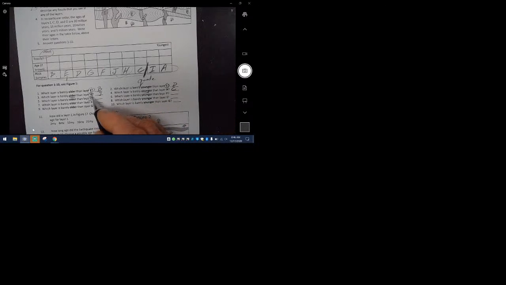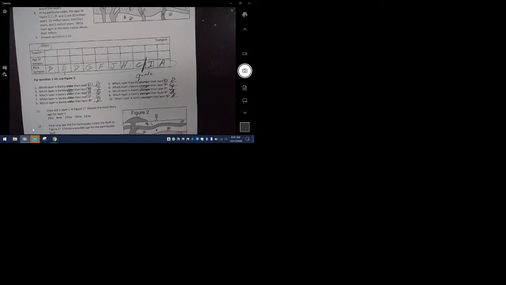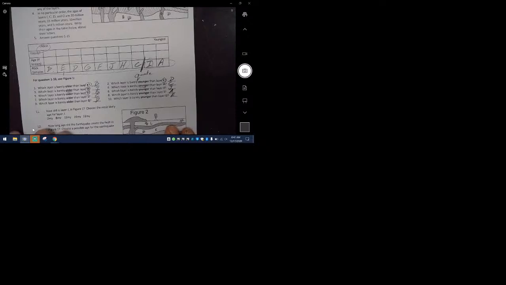And then for F, the one that's older is G and the younger is J. And then for I, the one that's older is C and younger is A. And then for G, the older one's D and the younger one's F. All right, so those should be pretty good. And this next part's not too bad either.